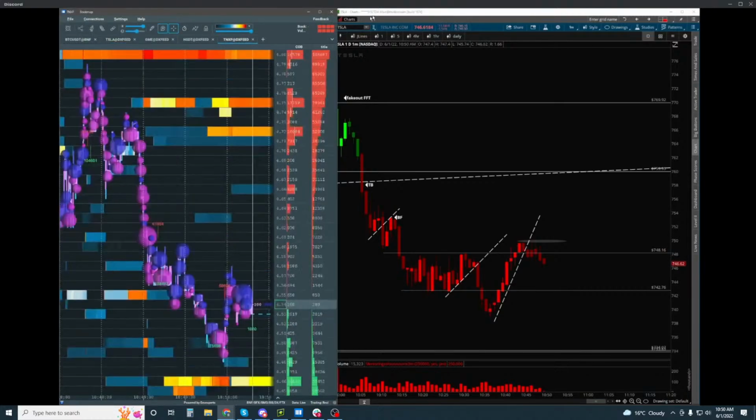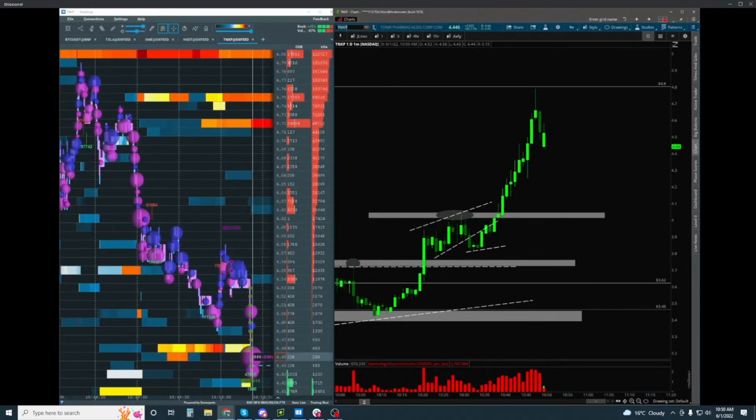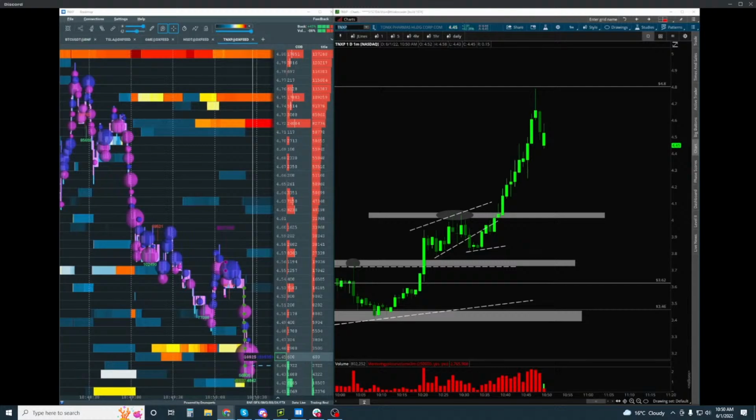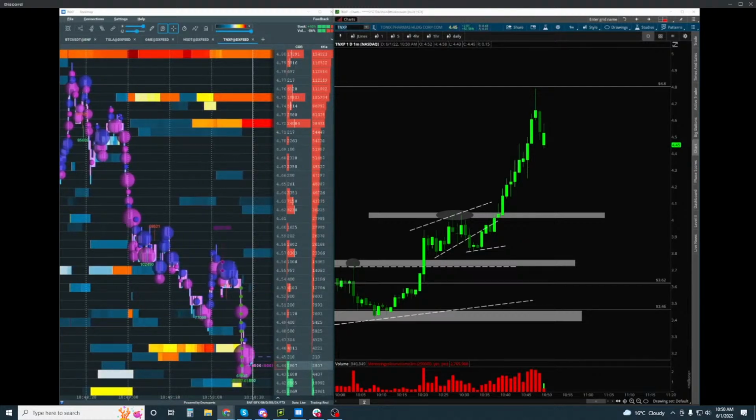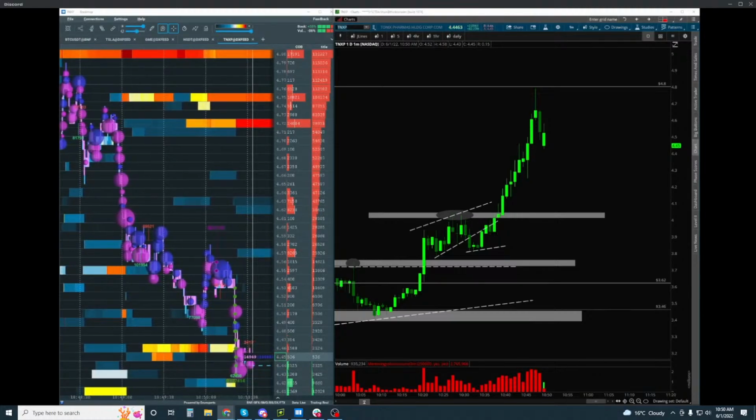So TNXP traders, remember what we said. What price did I say to look for a short? I said, let's start looking for 480.